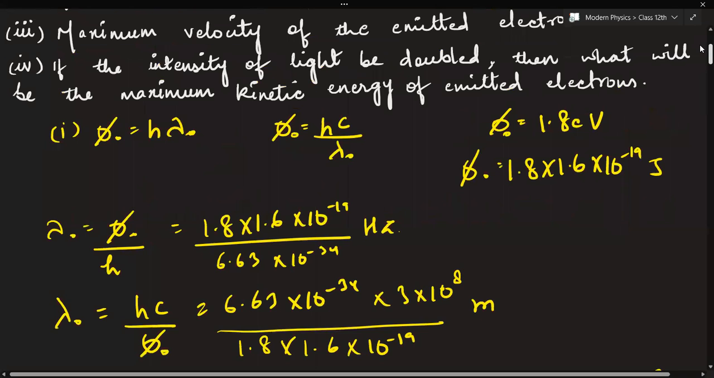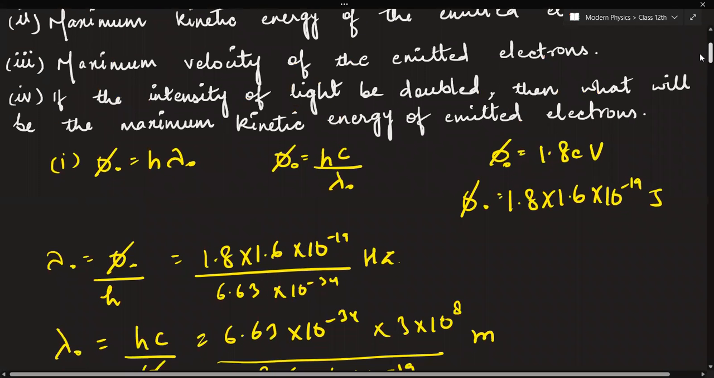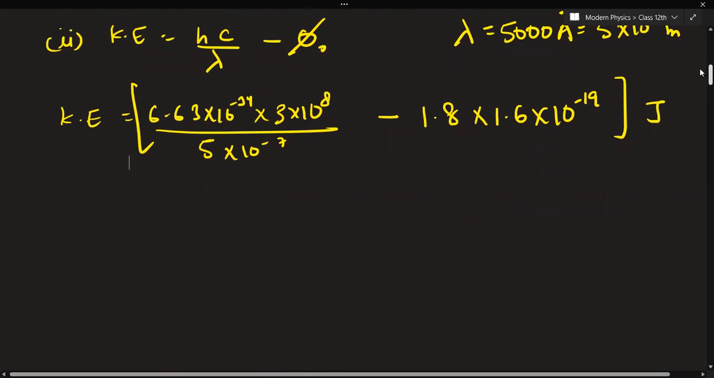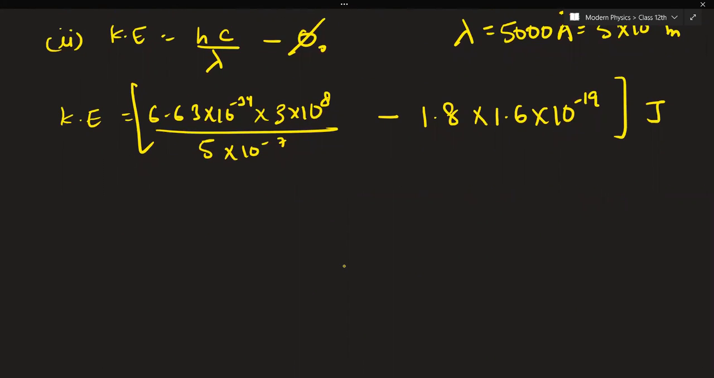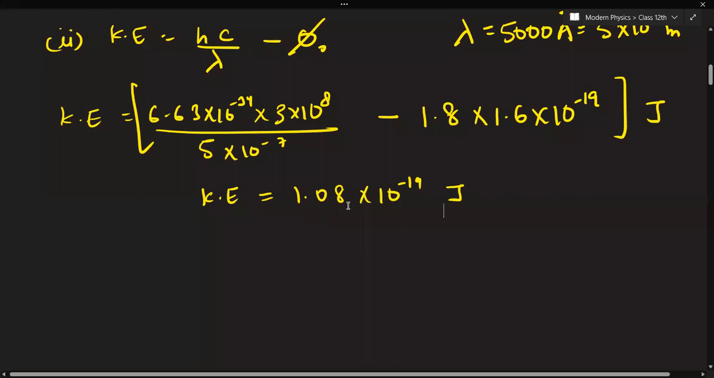Third part says what? Maximum velocity of emitted electron. See, once you have the value of kinetic energy, just check it once. This is the value that I remember, but it can be wrong. It was around 10 to the power minus 19. Means 1 point something was there, 0.89, like this, into 10 to the power minus 19 joules. So just check it. Let's assume it is 10 to the power minus 19 only. I don't know whether this is correct or incorrect.